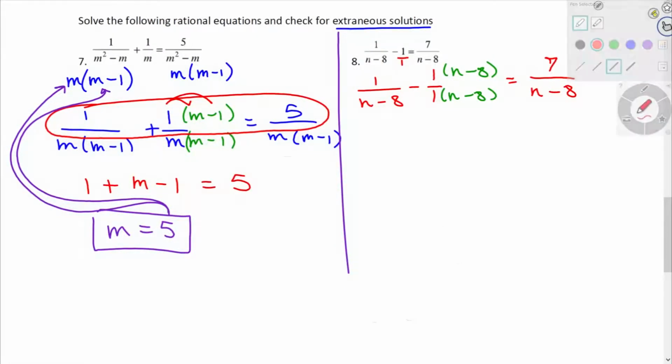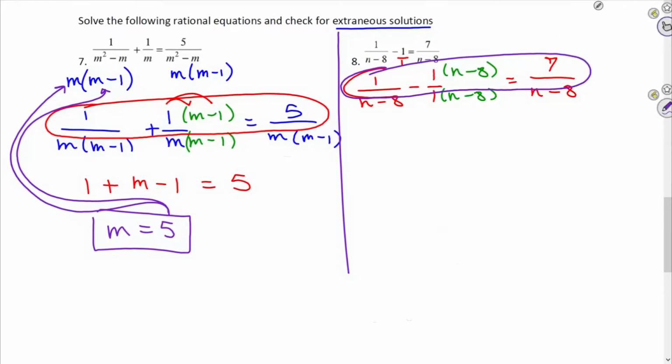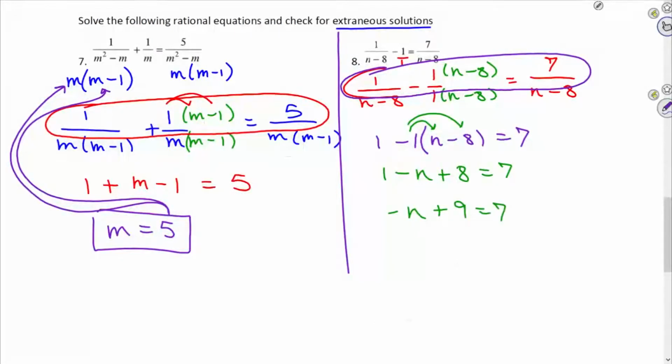Just like before, I will pull off my numerator and focus on that, as I have a common denominator for all my terms. So I get 1 minus, I'll just say it like that, n minus 8, and deal with that negative as I go forward. I'm going to distribute this negative 1 into both of these terms, and I get 1 minus n, and negative 1 times negative 8 is a positive 8, equals 7. So I get negative n, 1 plus 8 is 9, equals 7.